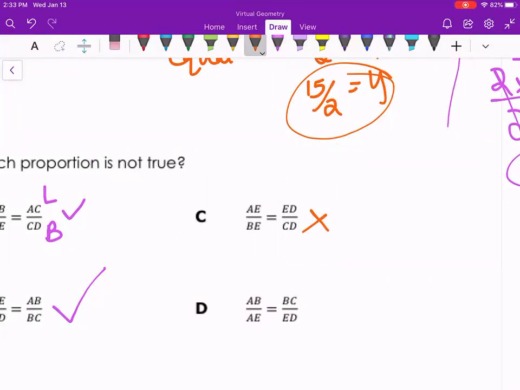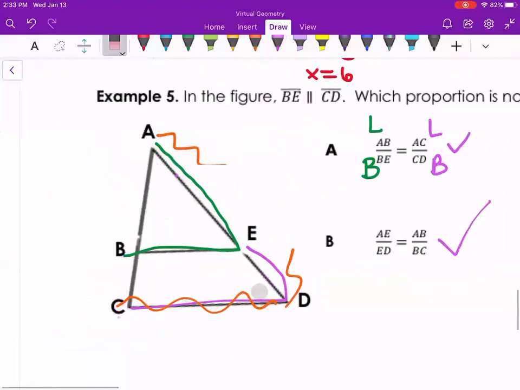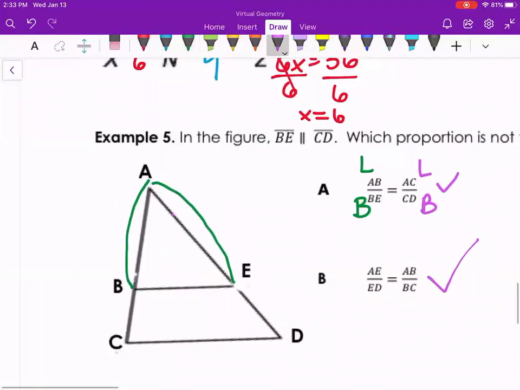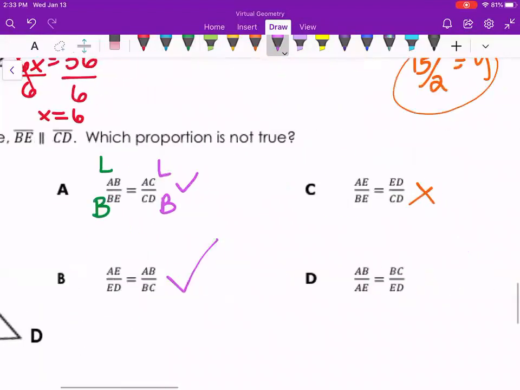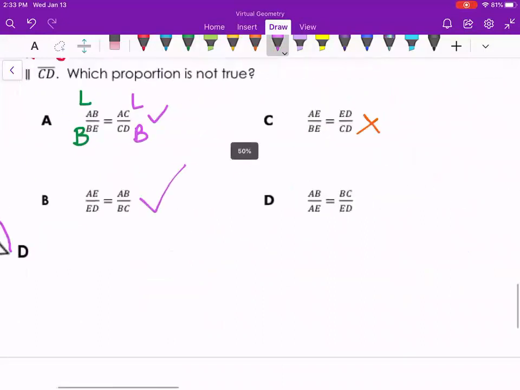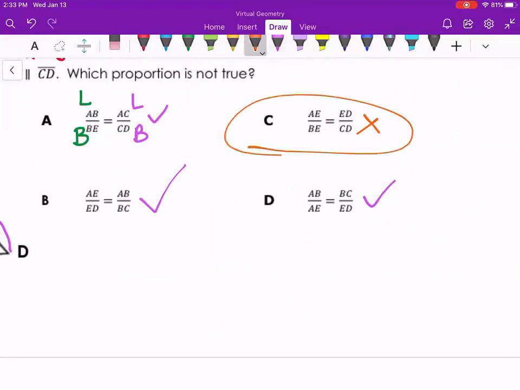Let's check out D and see if there's possibly another one that's not true. So we need AB and AE from the small triangle, the whole left side and the whole right side, and we're comparing it to BC and ED. That one is also true, because remember, it cuts it into proportional parts. So this one also works. So C is the only one that does not match.